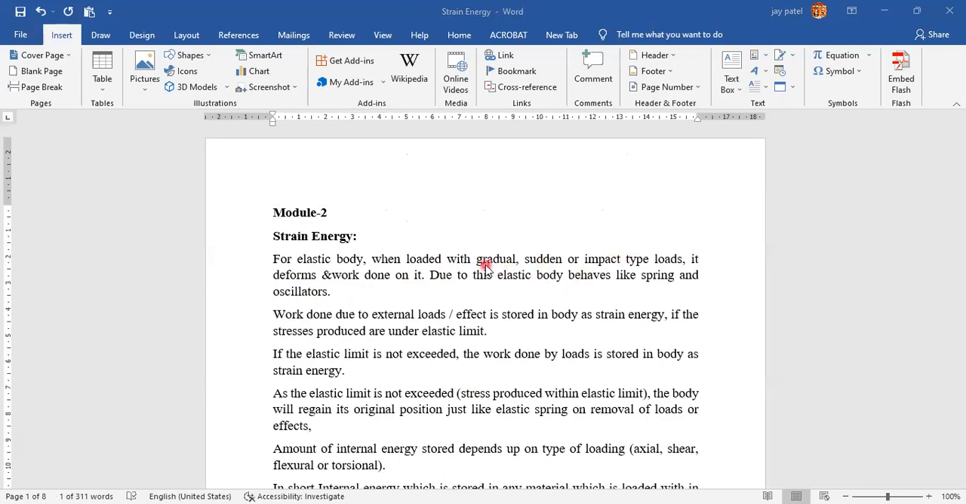Can anyone tell me in the chat box what is the meaning of gradual, sudden, or impact loading? What is the meaning of gradual loading? Sudden means instant, yes. Impact means, tell me. Come on, tell me, what is the meaning of gradual, sudden and impact?